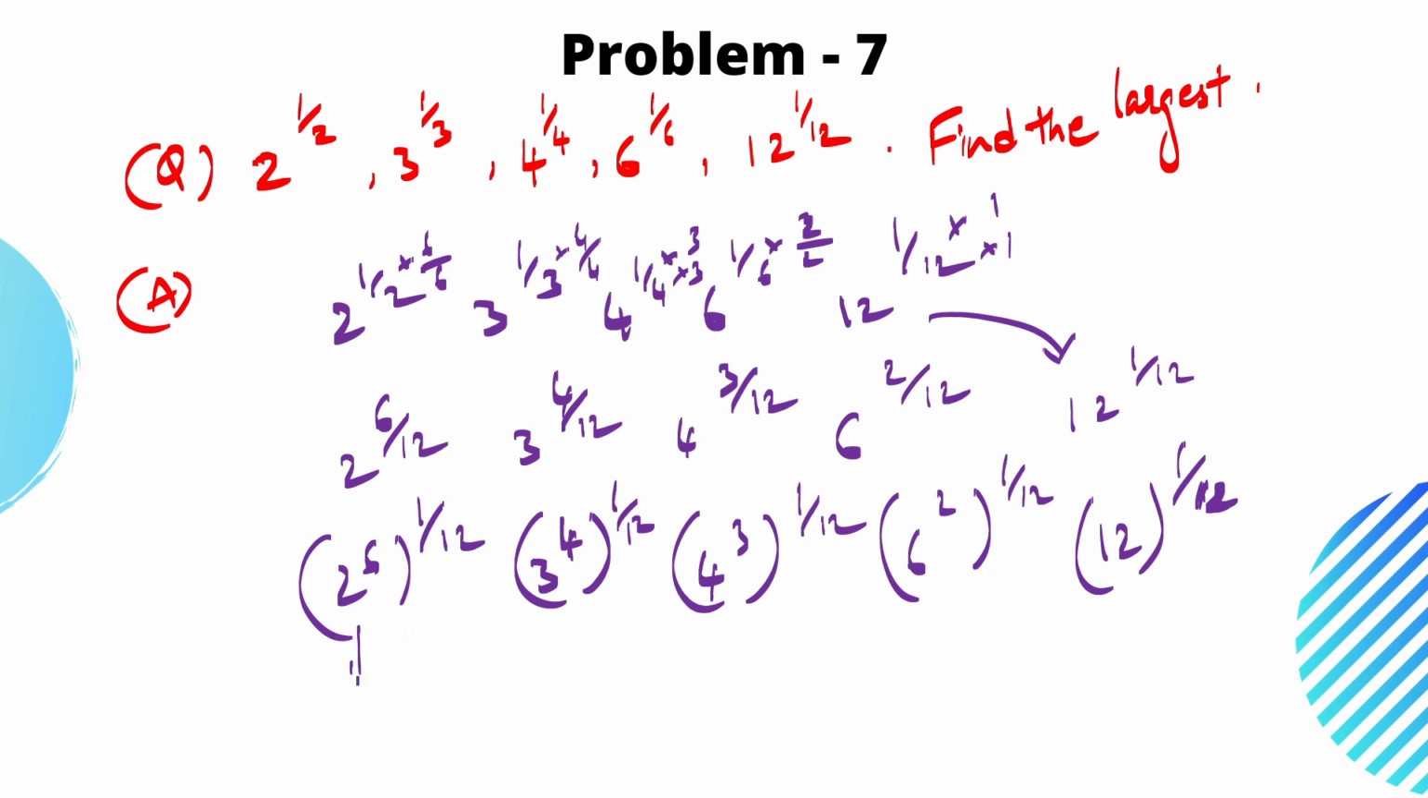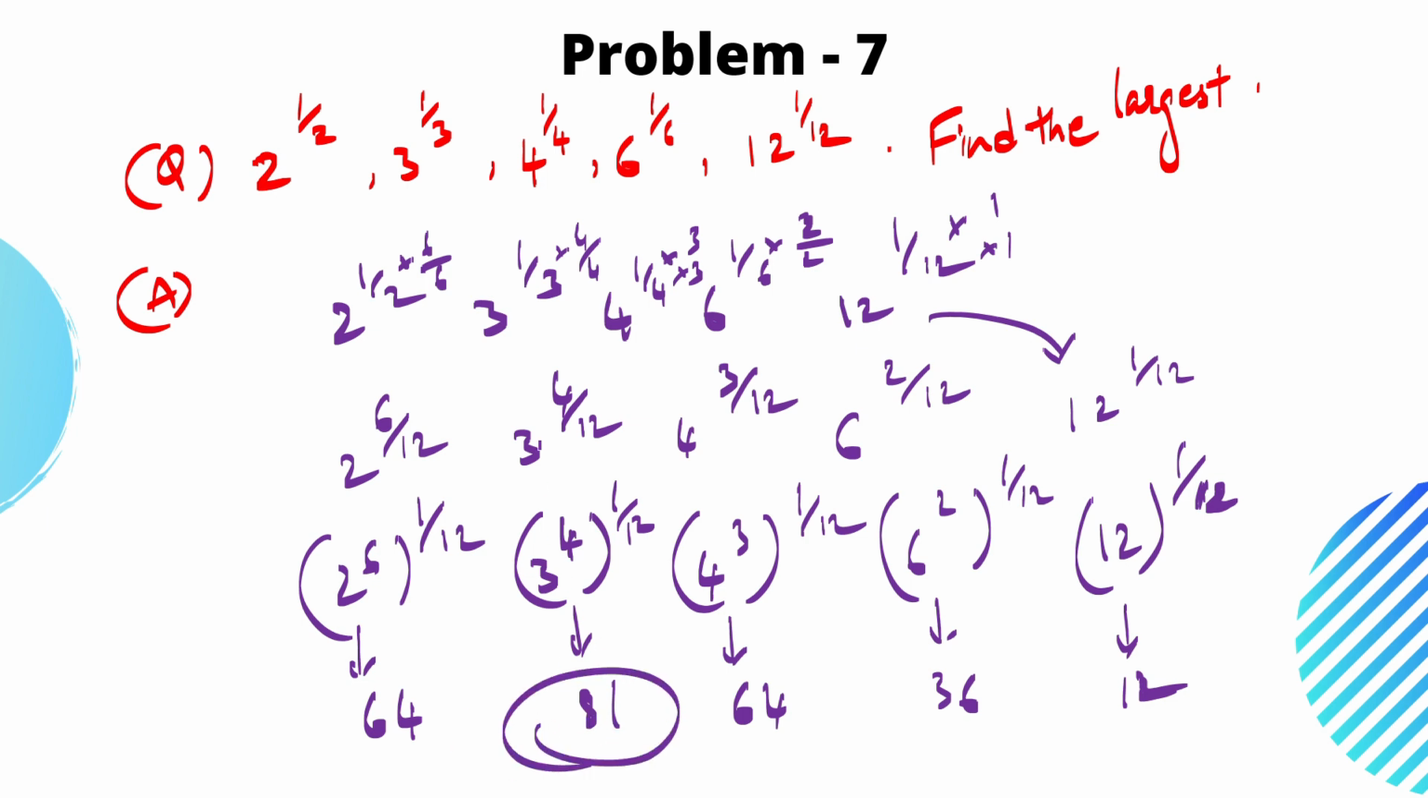2 power 6, what is 2 power 6? 2 power 6 is 64, 3 power 4 is 81, 4 cube is 64, 6 square is 36 and 12 is 12. The exponents are equal. So we are comparing the bases, right? Which one is greatest? 81 is greatest. Hence 3 power 1 by 3 is the largest.